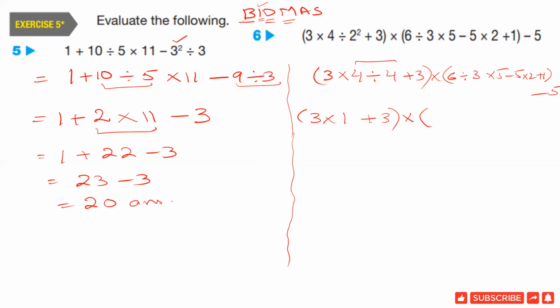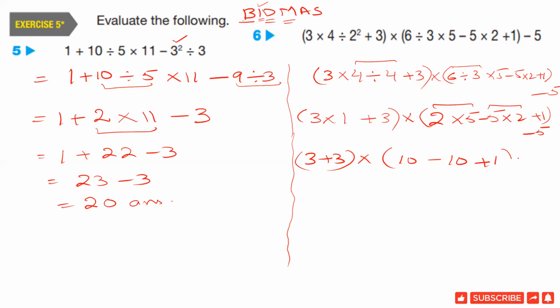6 divided by 3 is 2. Times 5 minus 5 times 2 plus 1 minus 5. Now 3 times 1 is 3. 3 plus 3 is, let us write first now. 2 times 5 is 10 minus 2 times 5 is 10 again plus 1 minus 5.